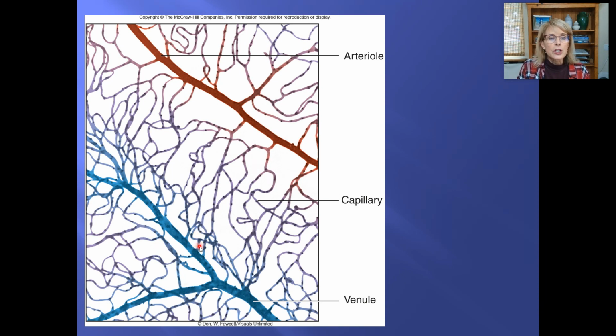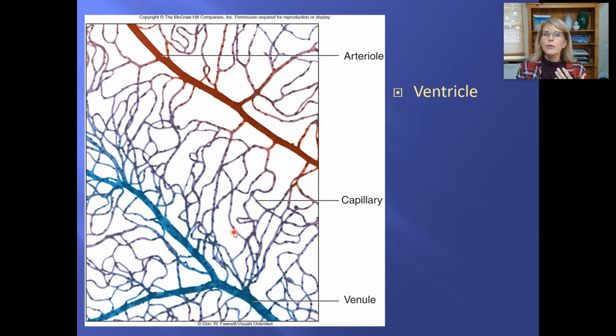Now that water jumps back on board into the end of the capillary, and then it gets heading back to the heart on its way, right? Now, the question you should be asking me is, but Tidal, how does the water know to jump out here and to jump back in here? And the answer is hydrostatic pressure and osmosis. Right? So let's review briefly the way blood usually flows.